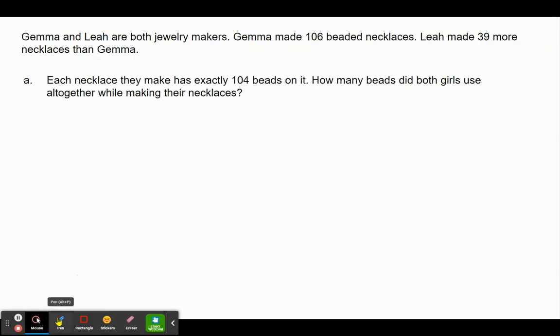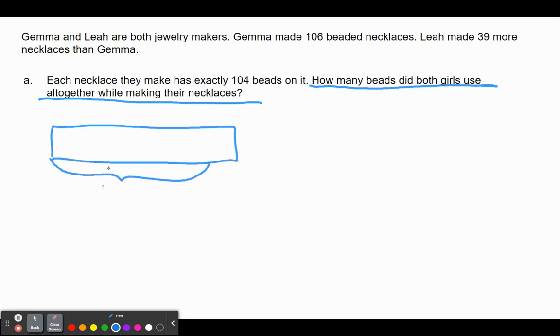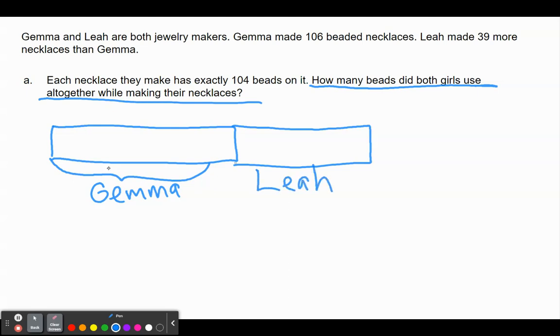I'm going to re-underline our question. We want to know how many beads did both girls use all together while making their necklaces. So we want to figure out how many beads both girls used. I want to figure out how many beads Gemma used, right? And then I also want to figure out how many beads Leah used, right?